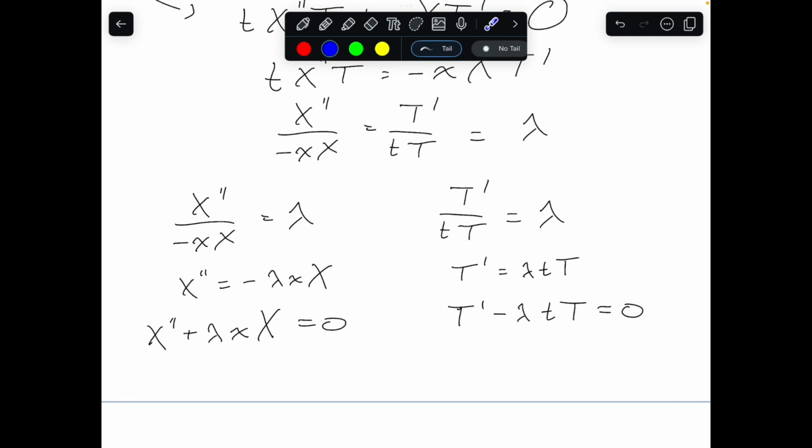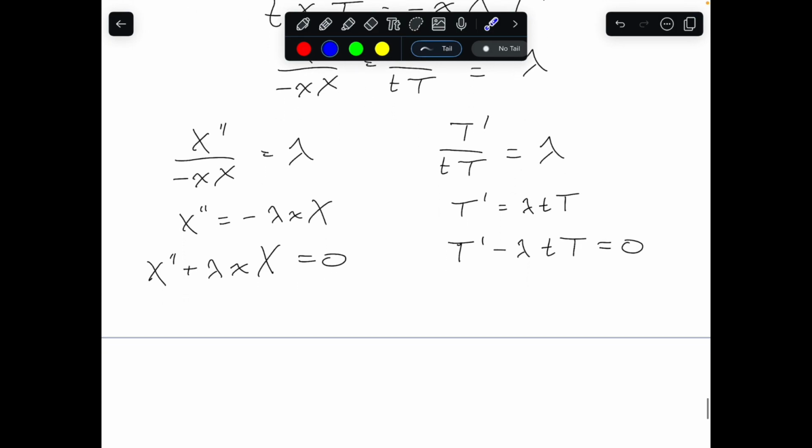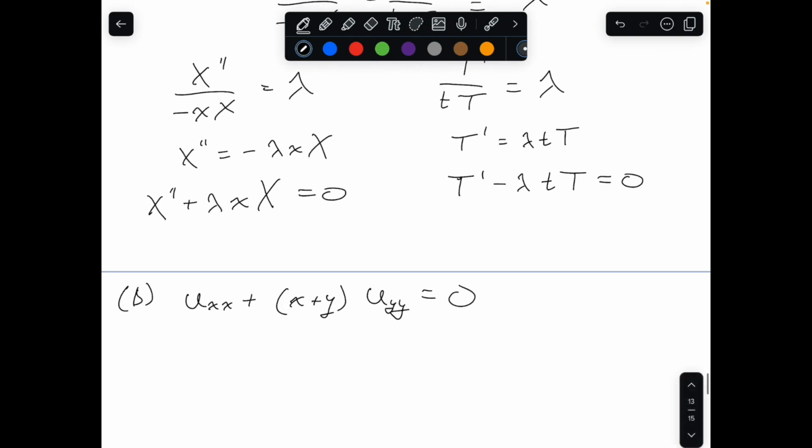I went with lambda here because it didn't really matter, because these things are just going to be reasonably nice looking regardless and not have any negatives in there. Now, if you look at the other one, I believe that one's not going to be separable. So this one's u_xx plus (x plus y) u_yy equals 0.